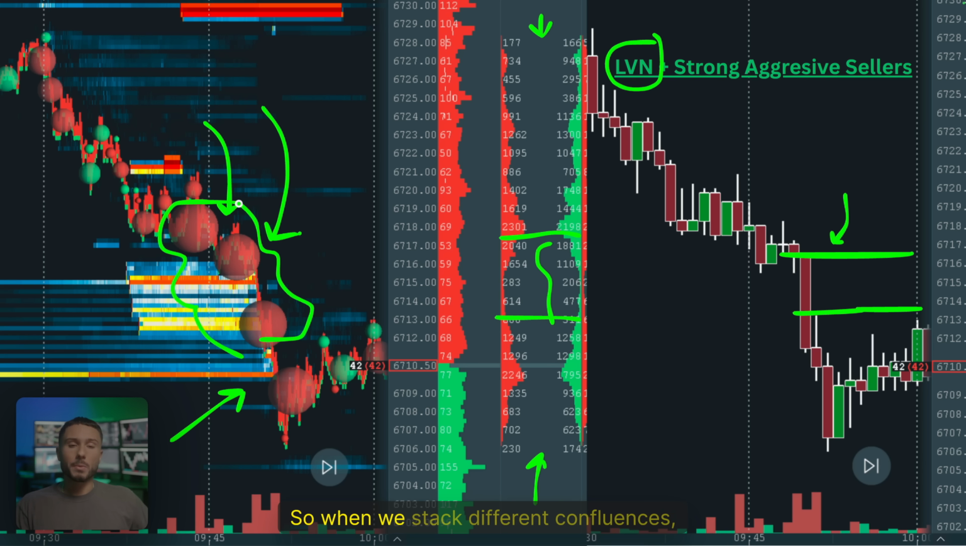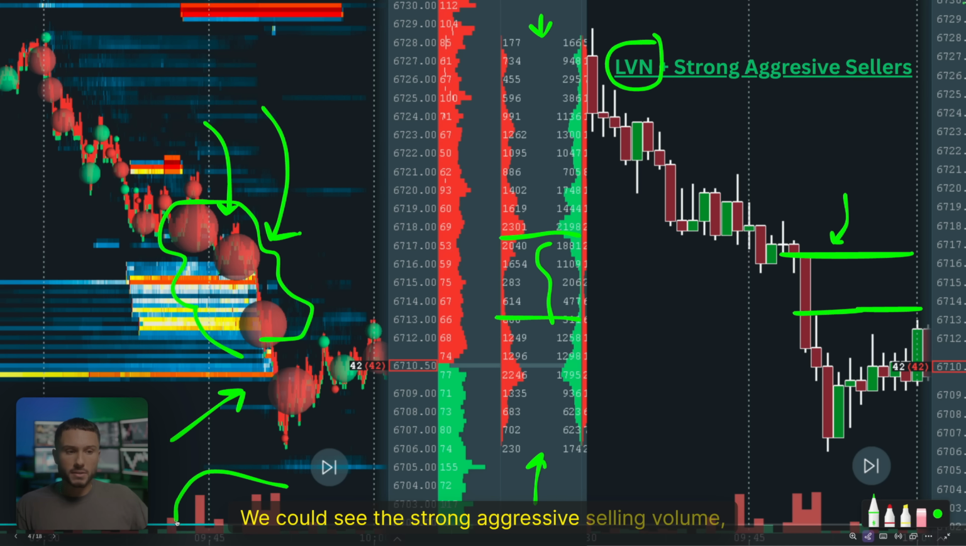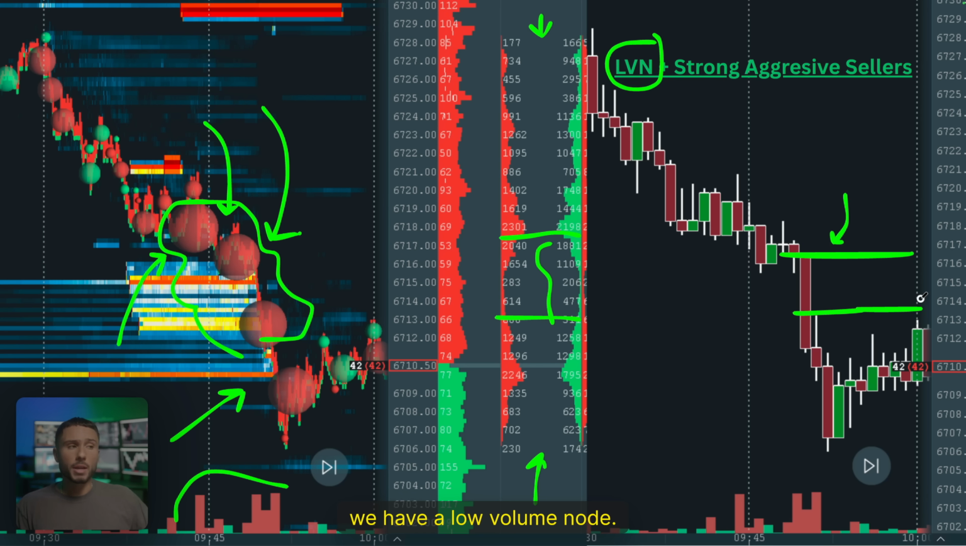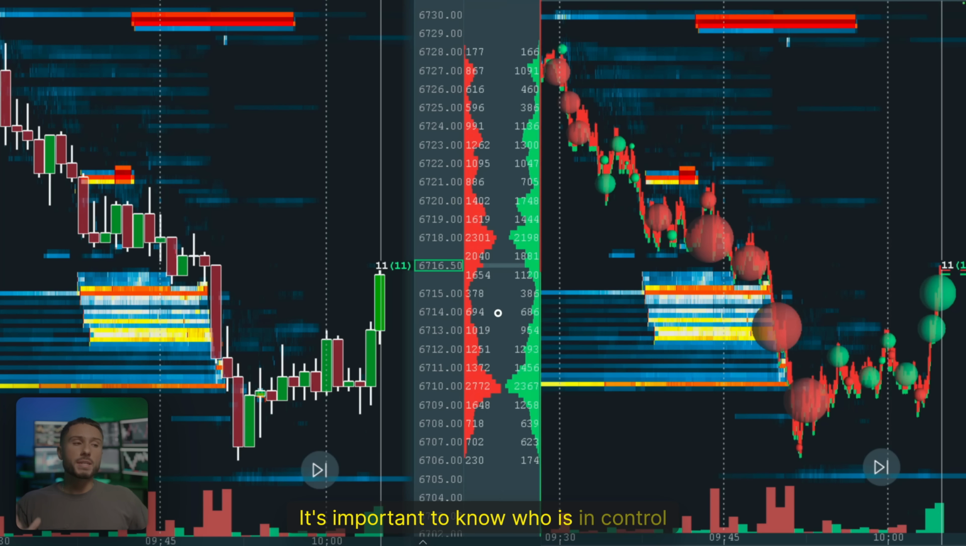So when we stack different confluences, we have aggressive sellers. We can see the strong aggressive selling volume. We see the large volume trades hitting the bid. And we have a low volume node. It would be very safe to say in this context, in the market downtrending, again, the trend is very important, that sellers have control under 67.18 to 67.13. It's important to know who is in control.